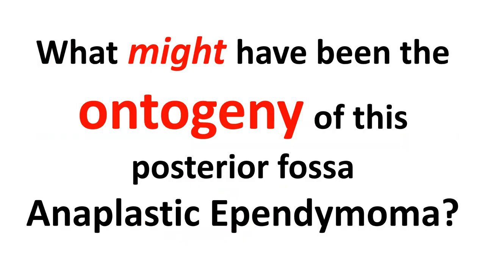Okay, interesting. Knowing that, listen. Knowing that, what might have been the ontogeny, the life history, if you will, of this particular posterior fossa anaplastic ependymoma? What might have been its life history? When was it born? What was it born as? How did it grow up to eventually seed the cerebrospinal fluid with drop metastases going all the way down the spinal cord? Anybody know?